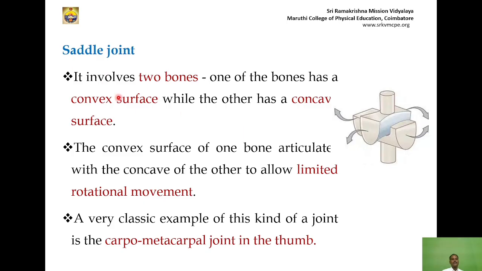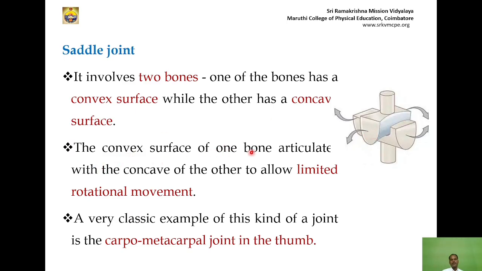And another one is the saddle joint. It involves two bones. One of the bones has a convex surface while the other has a concave one. So here, convex and concave. One is convex, another one is concave. The bones' alignment is such that one is convex and the other is concave.